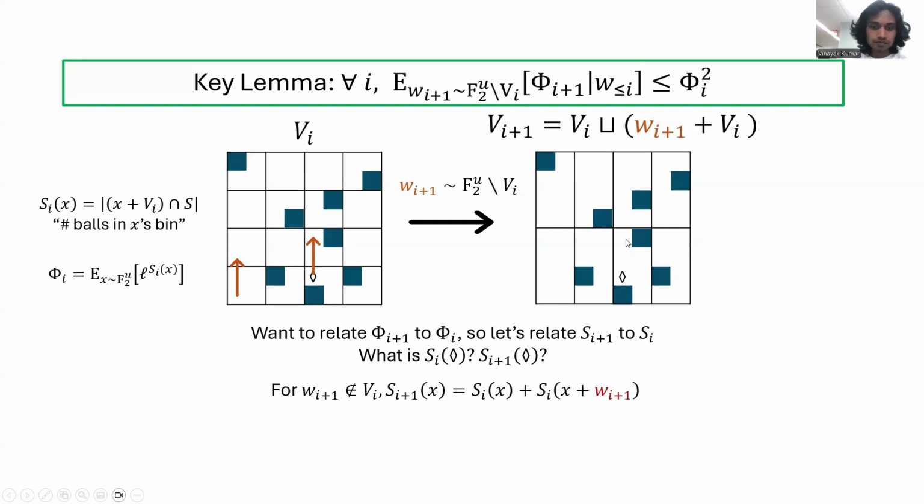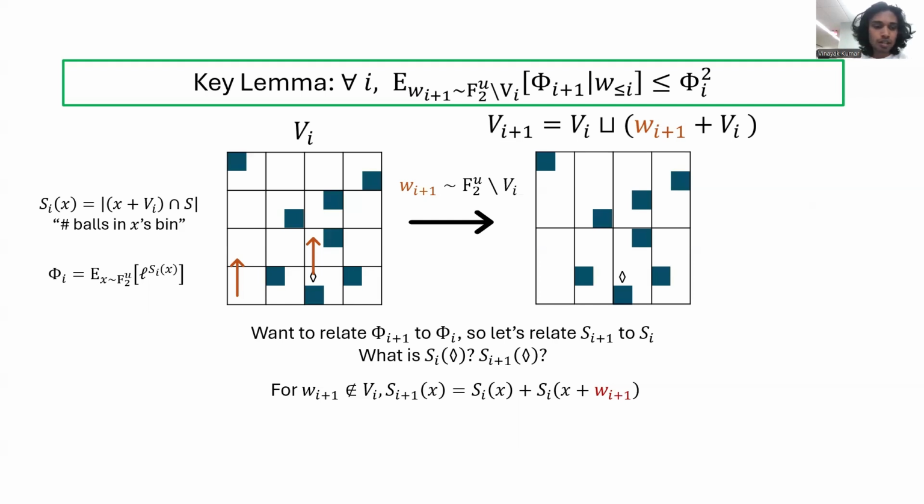So in general, what we can say is that at the i plus first time step, the number of balls in x's bin is equal to the number of balls that was in x's bin plus the number of balls that's in x plus w's bin, right? Again, this is because at the ith time step, we're gluing together 2 bins: the bin containing x with the bin containing x plus w.